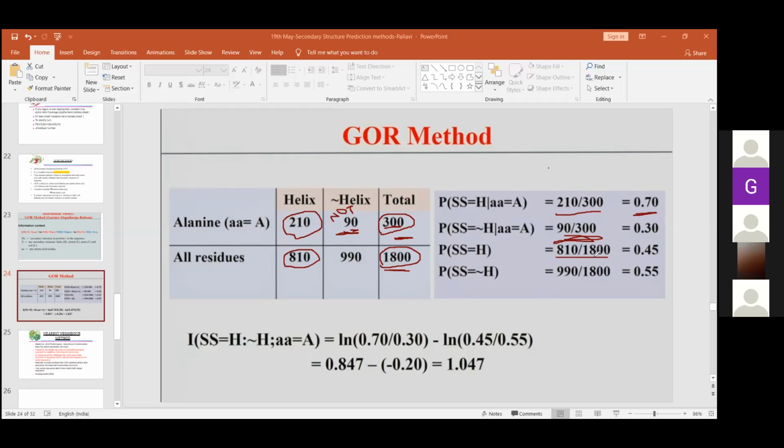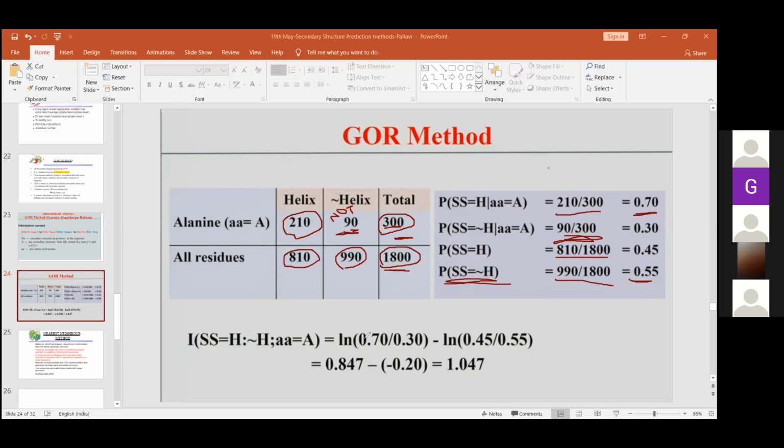810 upon 1800. And what is the probability to be not in alpha helical form? 1800 minus 810. It gives us 990. So the probability to be not in alpha helical form is 990 divided by 1800, which comes out to be 0.55. So now once I have calculated all the values, I can easily see the information content.